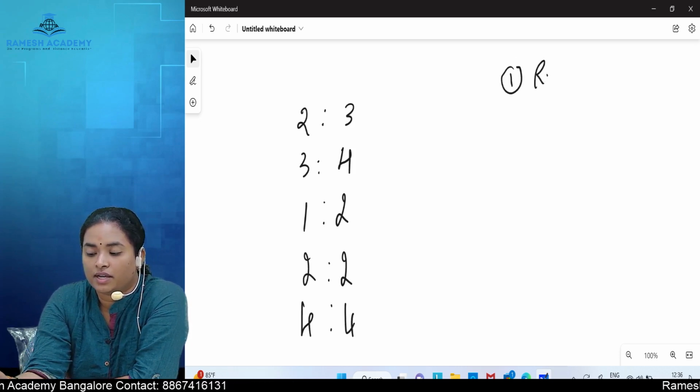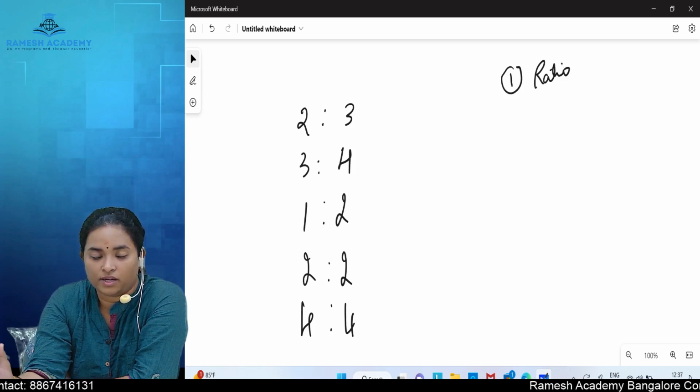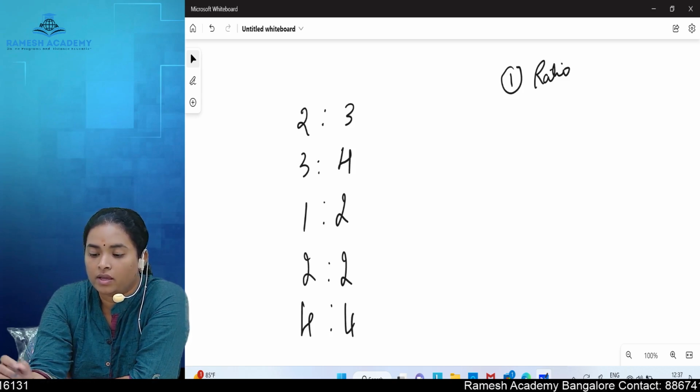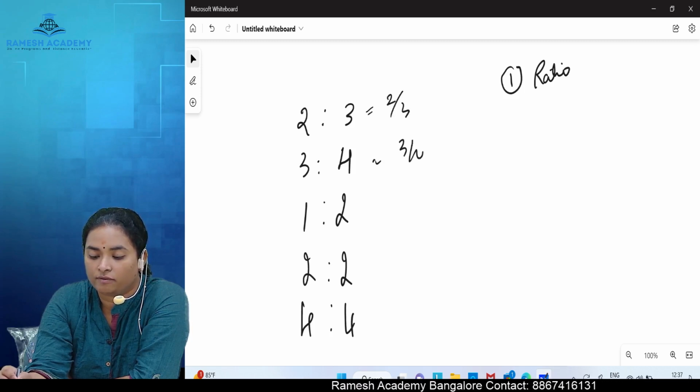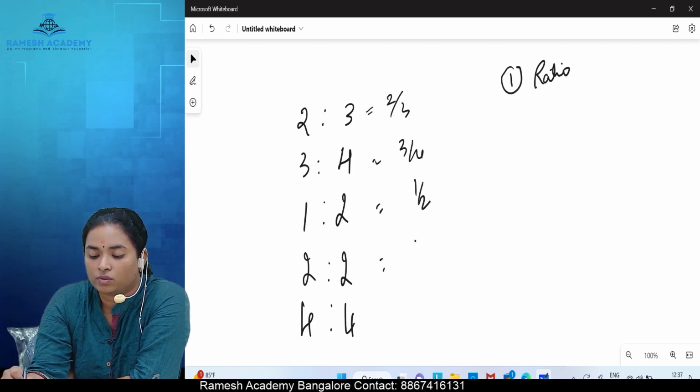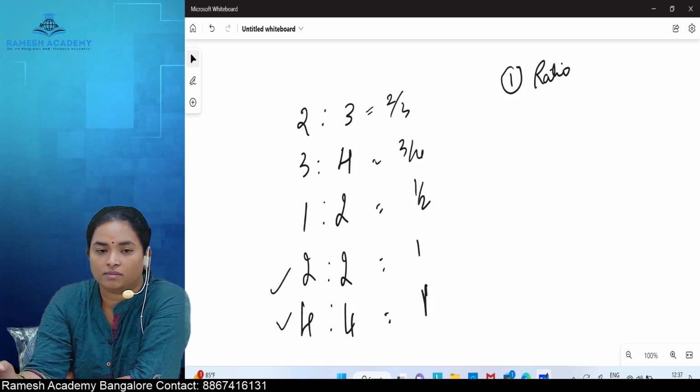First, ratios remain the same whether you multiply or divide. Okay, let's see how much is the ratio. 2/3. What is the ratio? 3/4. What is the ratio? 1/2. What is the ratio? 1. What is the ratio? 1. Okay, this is following that method.